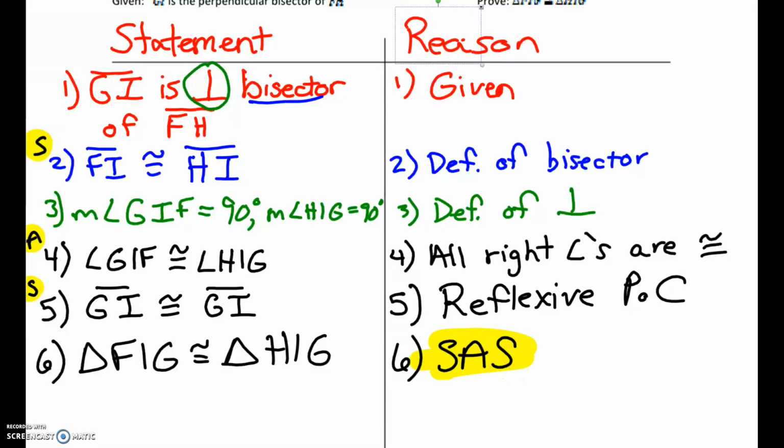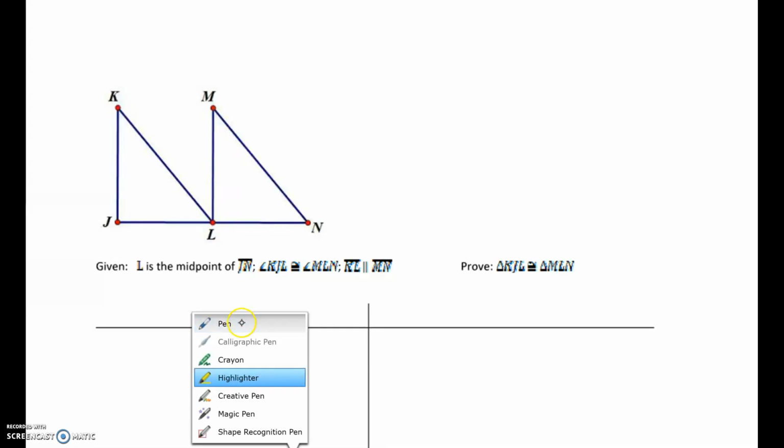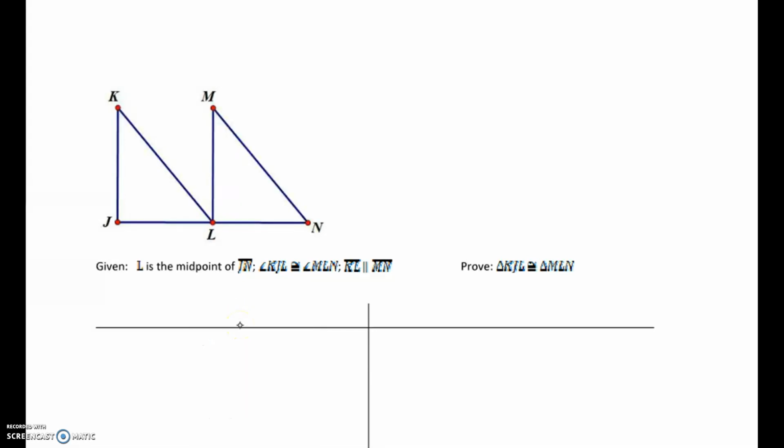So, let's look at the last proof. Oh, this one's really cool, actually. So let's start off by looking at what we're given. L is the midpoint of JN. So if L is the midpoint of JN, then that means that these two things are going to be congruent. That's one thing I'm given. Angle KJL, that's this angle, is congruent to angle MLN, that's this angle. And then they tell me that KL is parallel to MN.